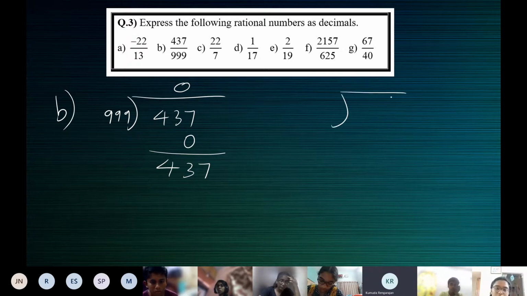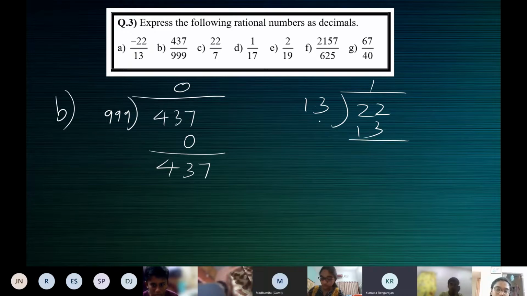See, the first one is 22 by 13. So 13 ones are 13. This is the regular division. 13 ones are 13, and you continue like that. This one, 999 ones is 999. So 999 zeros are 0. And 437 is the remainder. Now put a point, add a 0. Do you understand what I'm doing, children?